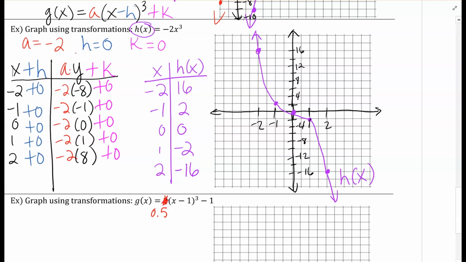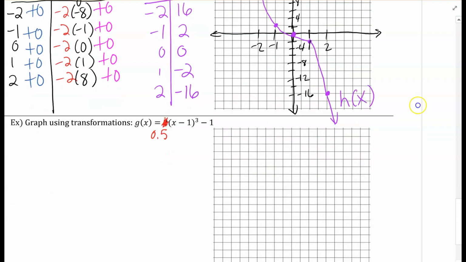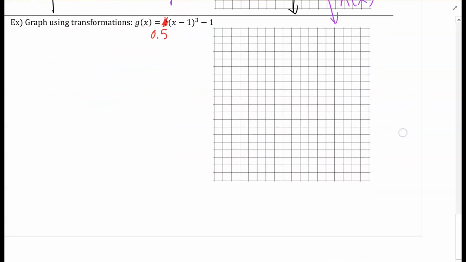Notice my y-axis went from 16 to -16. But I want to show you what a vertical compression would look like. So let's look at your a, h, and k. A in this example would be 0.5. My h value is between my x and my cubed, so it's a -1. Remember, you have to do the opposite of h, so it's going to be a +1. And then your k value at the end is -1. Okay?